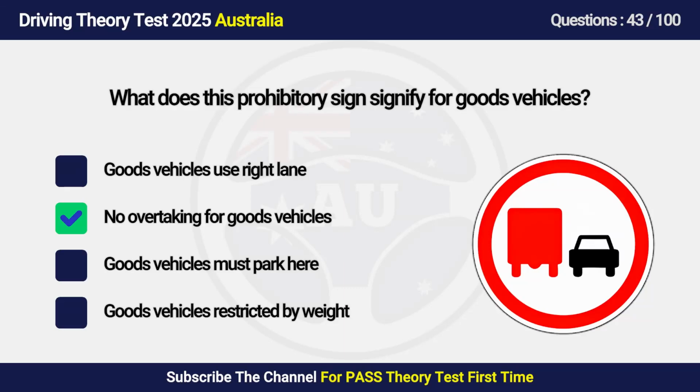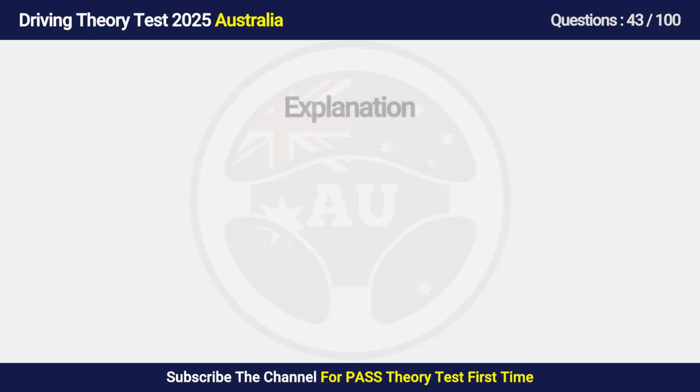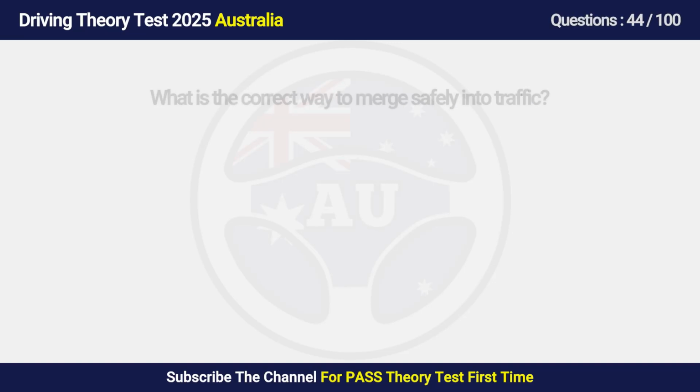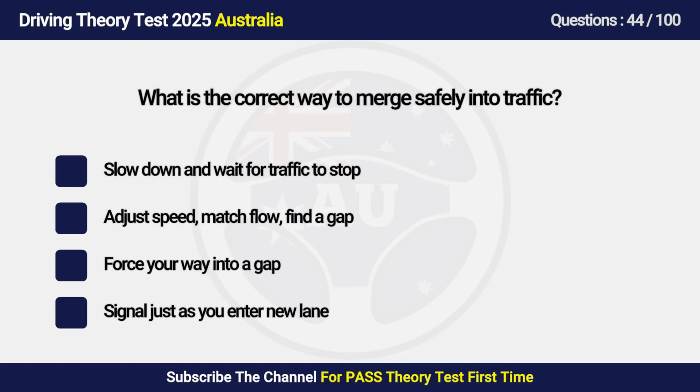Answer is B. No overtaking for goods vehicles. This sign means that goods vehicles, trucks, are prohibited from overtaking other vehicles from this point until the restriction is lifted. Question 44. What is the correct way to merge safely into traffic?